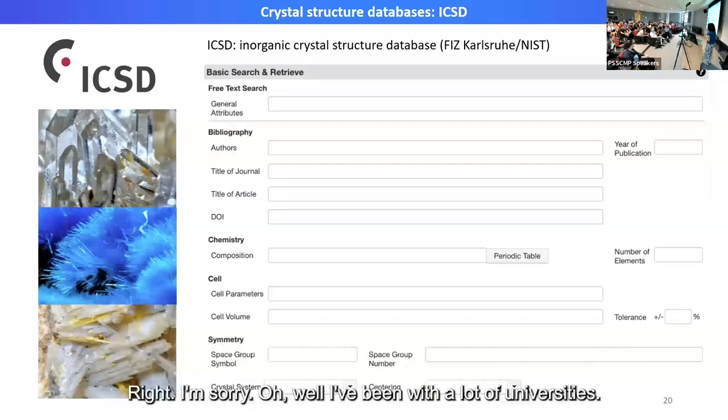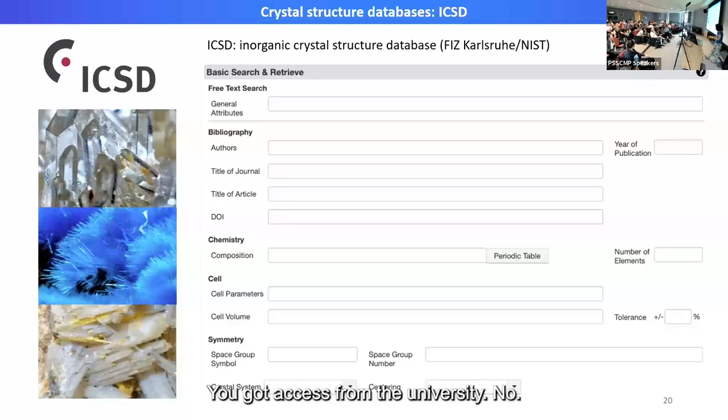I'm sorry. Oh, well, I believe a lot of universities have licenses. You can access it from the university. No.